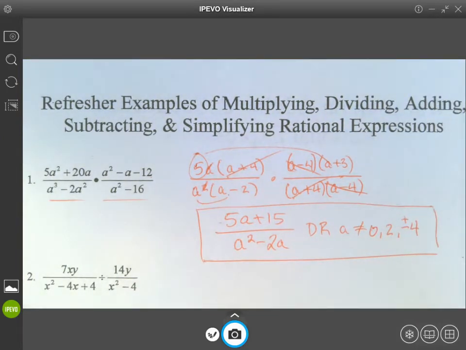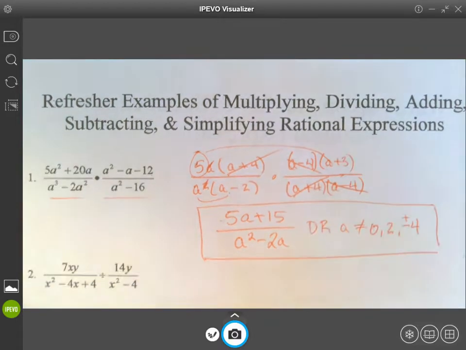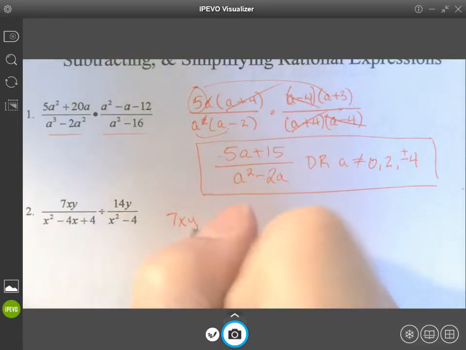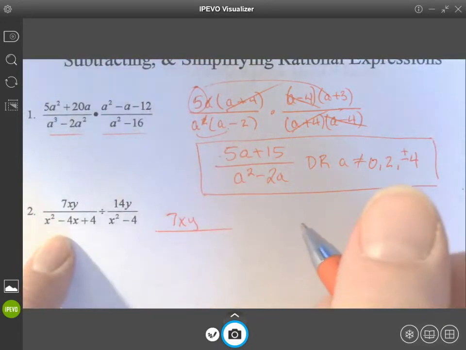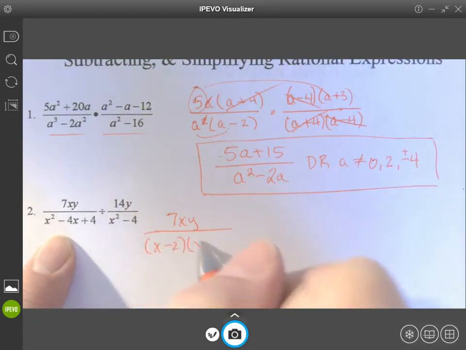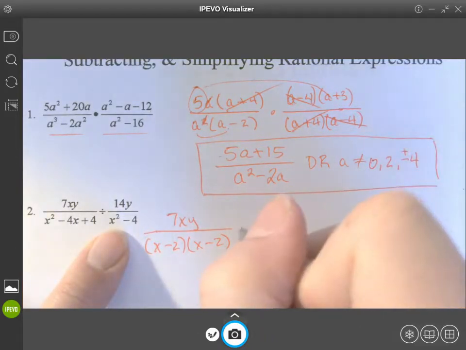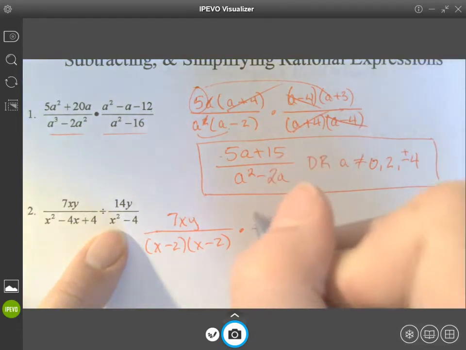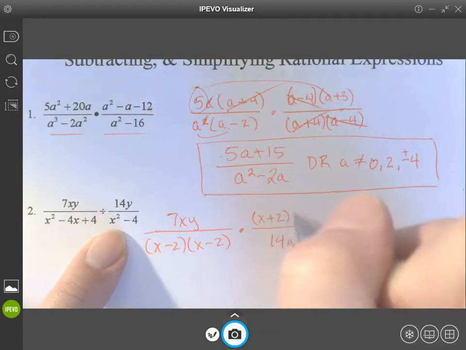Next one is division. What are our rules with division? Yeah, you're going to keep, change, flip, and we're going to factor as we go. So I'm going to keep the 7xy. I'm going to factor this. Guys, this is a perfect square. X minus 2, x minus 2. But I'm going to leave it out twice. I'm going to flip. I always like to do the easy part so I don't forget when I get into factoring. And then this is the difference of squares. X plus 2, x minus 2.